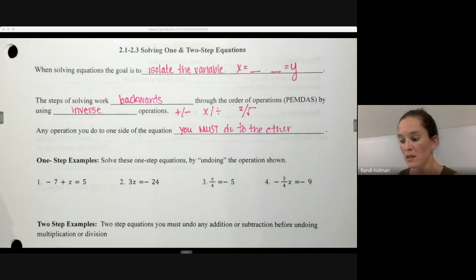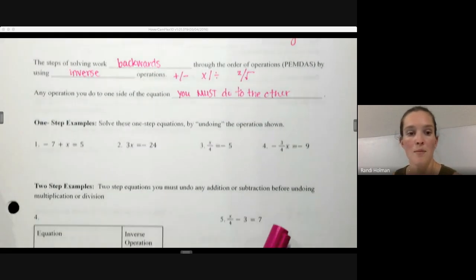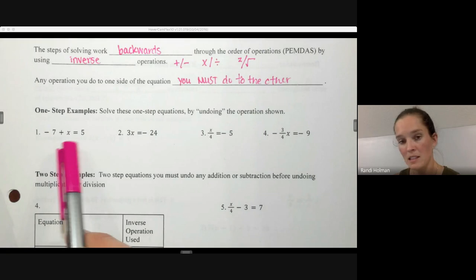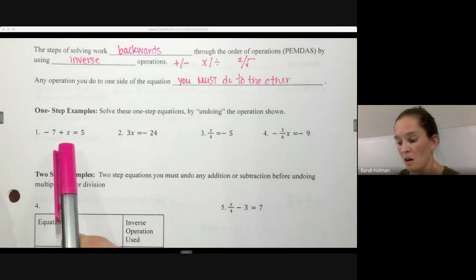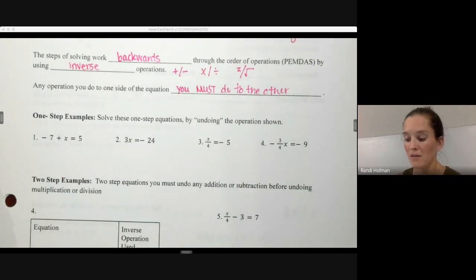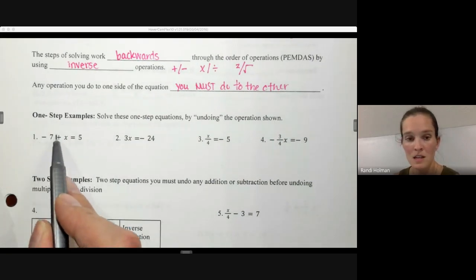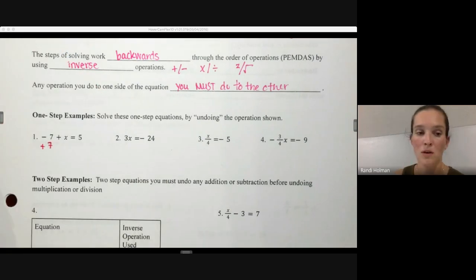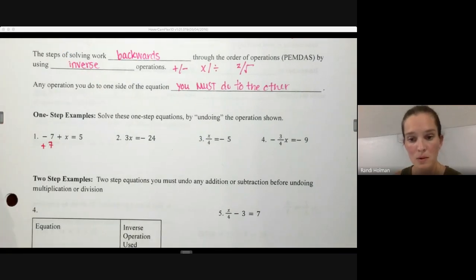So let's look at some one-step equations, and solving these one-step equations, we're thinking we're undoing the operations shown. In these, we don't really have to think about which operation to do first because there's only one thing to be done. We just have to do the opposite. So here I have -7 plus x equals 5. And we think, oh, I'm adding, so I need to subtract. But if we take a look at the thing we're trying to get rid of here, this -7, to get rid of -7, we are going to add 7. Because we could rewrite this as x minus 7 if we wanted to.